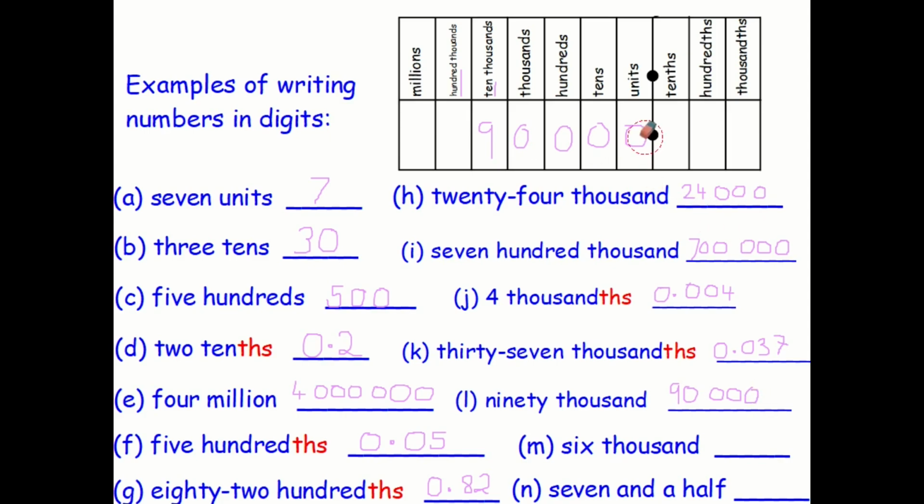M, nice and straightforward. 6,000. So you're going to put a 6 in on this occasion in the thousands column. 6,000 goes there, so it's just 6 followed by your 3 zeros. 6,000.